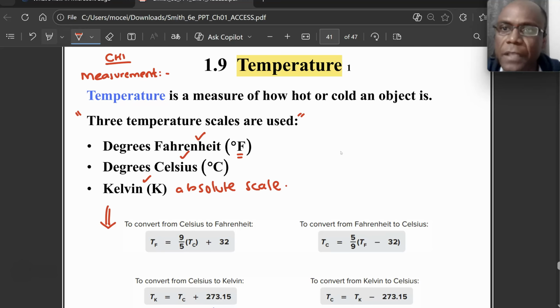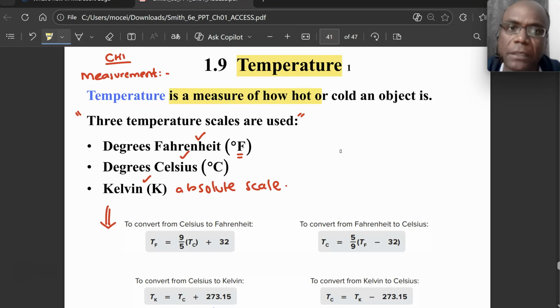But before that, what is temperature? Temperature is a measure of how hot or cold an object is. An object can include humans, can include a substance like water, alcohol. It can be your body temperature. It can be you cooking or baking your turkey. It's Thanksgiving. So temperature is a measure of how hot or cold an object is.